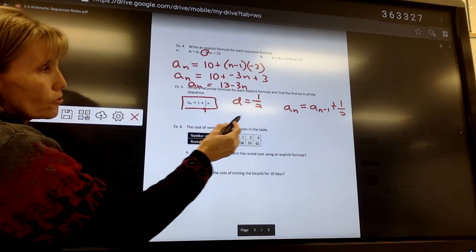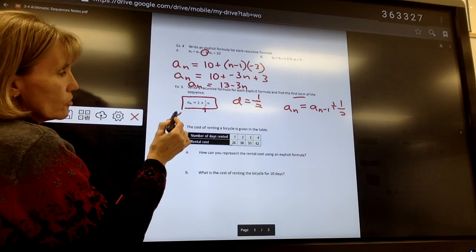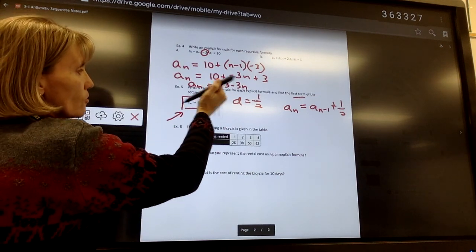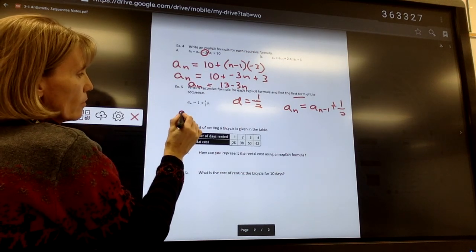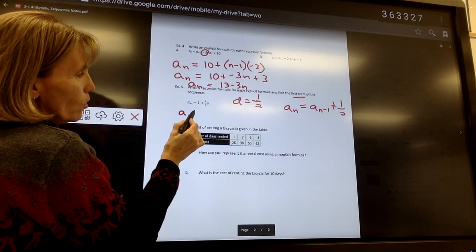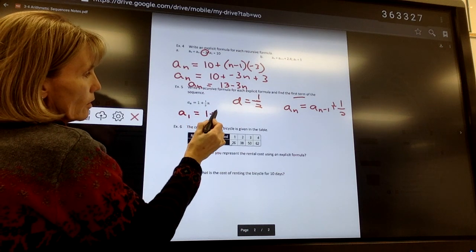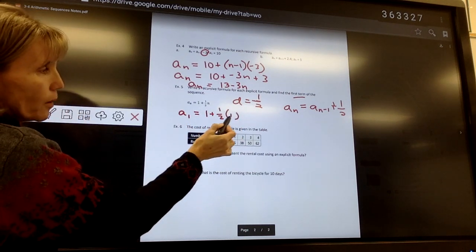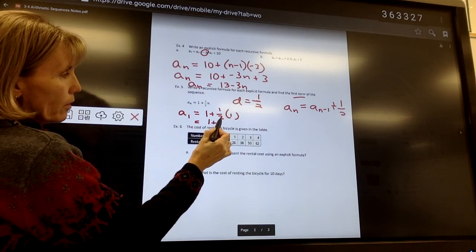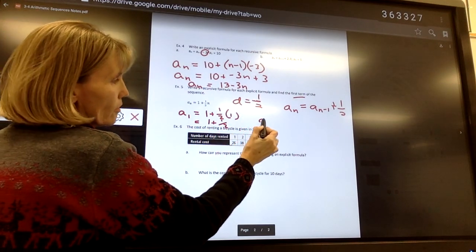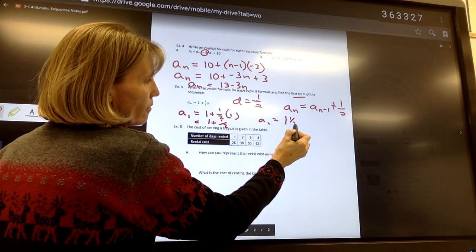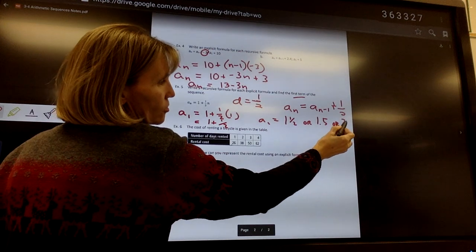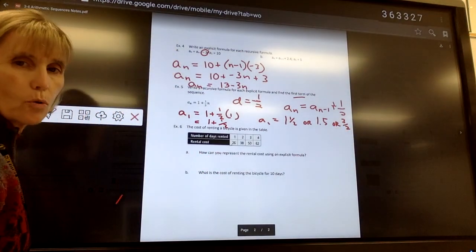Now, when you want to find the first term in the sequence, we're always using the explicit formula to find a particular term in the sequence. So if I want the first term, that would be n is replaced with a 1 because it's the first term, and you would also put a 1 in for n. So you're going to multiply here, and you're going to say 1 plus a half. Add those together. The first term is equal to 1.5, or you could write that as 3 over 2, which is also 1.5.